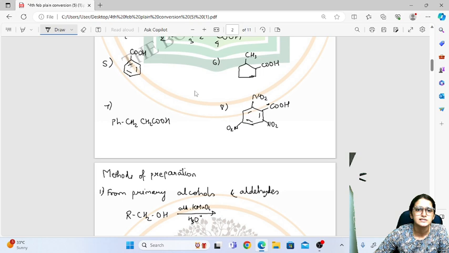Now next is the COOH group attached to a benzene ring. The name will be benzoic acid. Okay, the common name as well as the IUPAC name is benzoic acid.